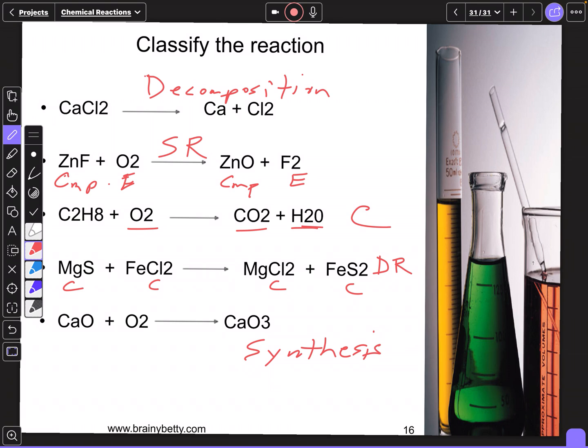So now you should be able to look at a reaction and tell what type it is. So all the future work we do in the next couple of weeks, when we are balancing equations in a few days, we're always going to classify the reaction also, tell what type it is, and get in the habit of doing that.